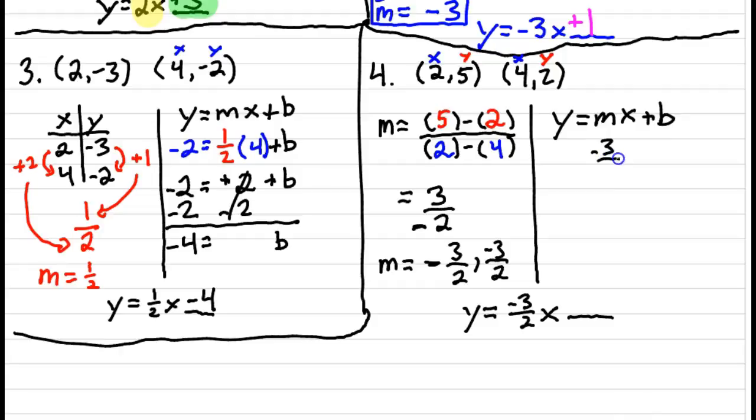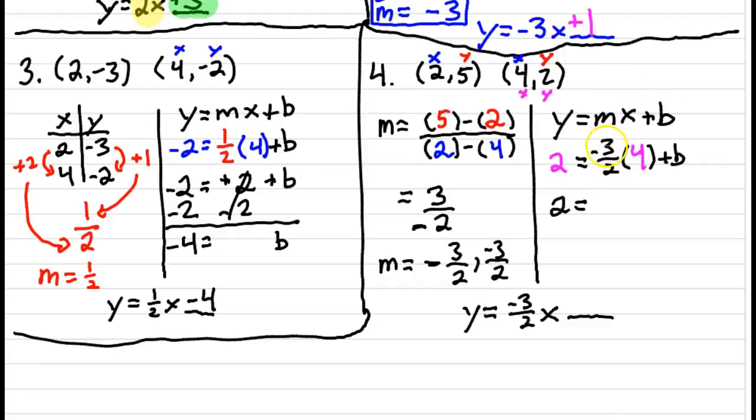So -3/2, and choose an x and y to use. I'll go with 4 and 2. So y is 2, x is 4. Now remember, with multiplying fractions, you multiply on the top, divide on the bottom. So there's two ways of doing it. It doesn't matter which order you do that.